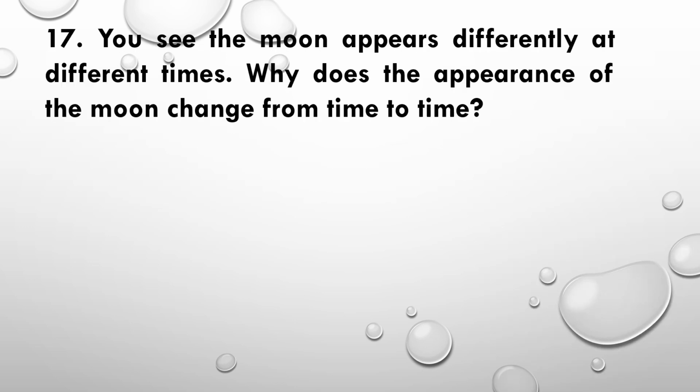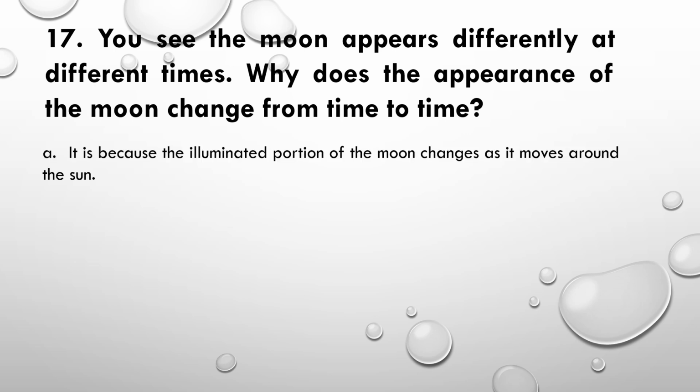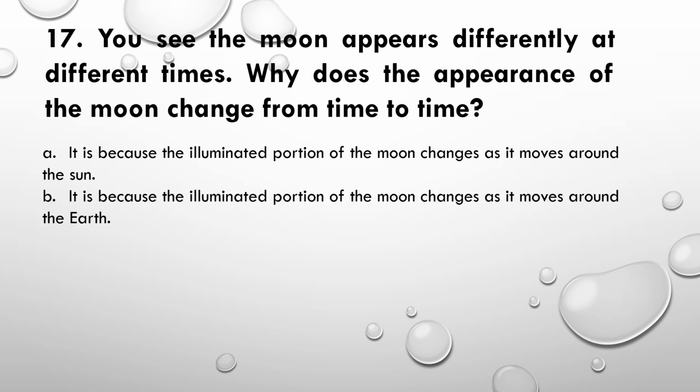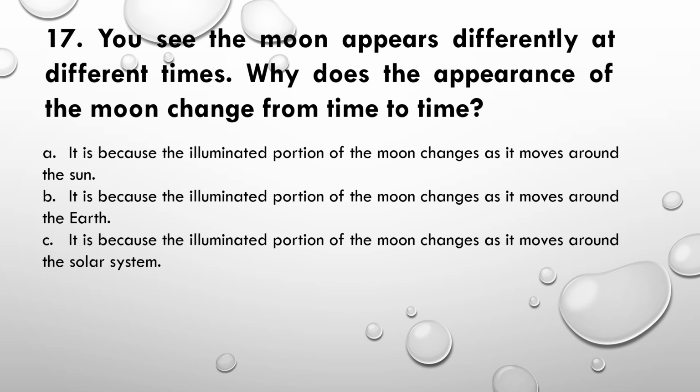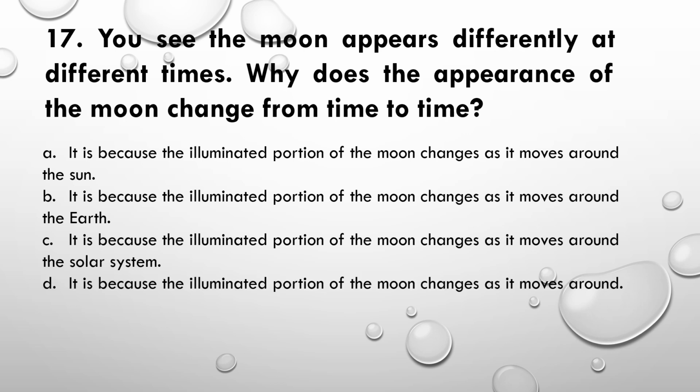Next, you see the moon appears differently at different times. Why does the appearance of the moon change from time to time? A. It is because the illuminated portion of the moon changes as it moves around the sun. B. It is because the illuminated portion of the moon changes as it moves around the earth. C. It is because the illuminated portion of the moon changes as it moves around the solar system. D. It is because the illuminated portion of the moon changes as it moves around. The answer is letter B.